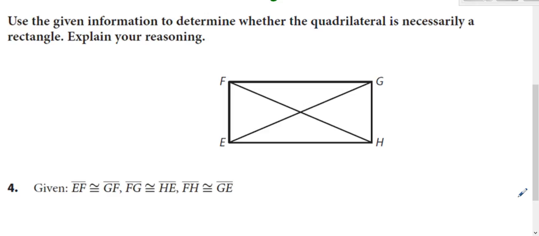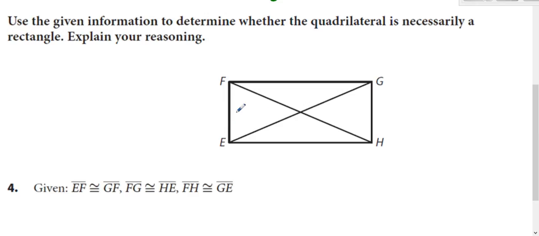So one of the ways we're going to be using all this is they're going to give you some information and you just have to say whether or not that means it's a rectangle for sure or not. So it's proofs, but it's more of an informal proof. So using the given information, determine if it's a rectangle.